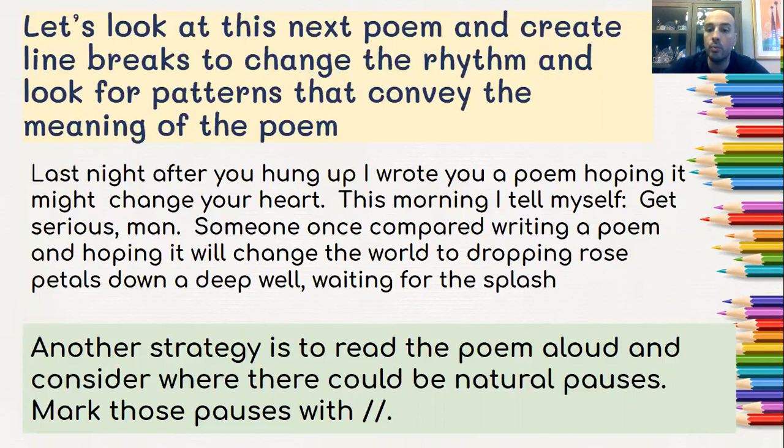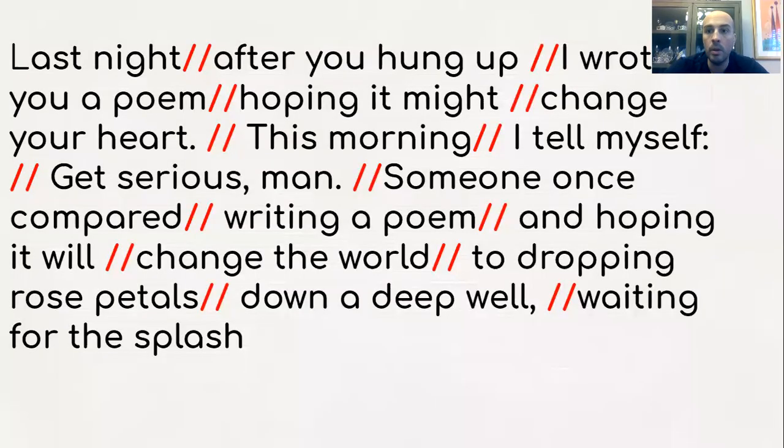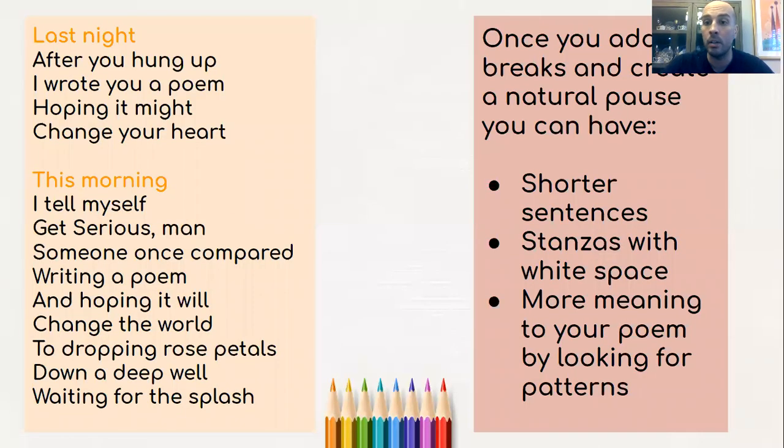Okay, so another strategy is to read the poem aloud and consider where there could be natural pauses. And we're going to mark those areas of natural pause with two little slanted slash marks. So I went through the poem myself, and every point that I felt that there was a place to naturally pause, I put the two little slash marks, okay? Once I did that, wherever there's a slash mark, you then go ahead and use a line break or start a new line. And so based on the slashes that I used, this is now what my poem would look like, as opposed to the original version where it was just one big jumbled together paragraph.